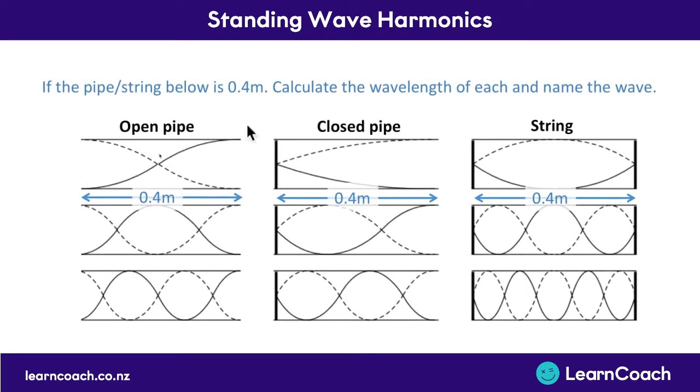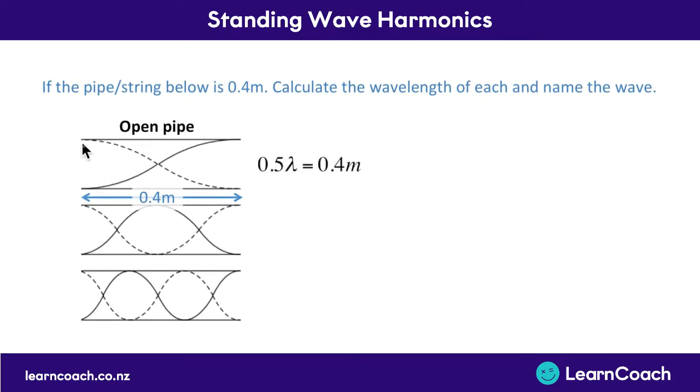So I want to cover each of these 9 examples, where if the pipe or string below down here is 40 centimeters long or 0.4 meters long, can we calculate the wavelength of each string and name each of these wavelengths here. So starting off with an open pipe, we have half a wavelength, 0.5 wavelengths, and that's going to equal our 0.4 meters. If we want to calculate the wavelength, we need to divide both sides by a half, which means our full wavelength is 0.8 meters.